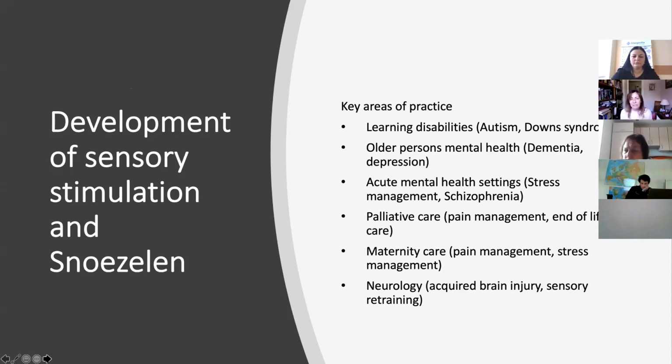Finally, sensory spaces and sensory equipment are also being used with people with extreme neurological conditions, for example people emerging from coma, or the severe ends of multiple sclerosis and Huntington's chorea, as a way to stimulate the brain and increase people's awareness as they're recovering from their neurological condition.